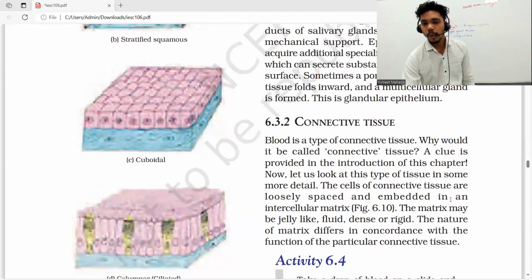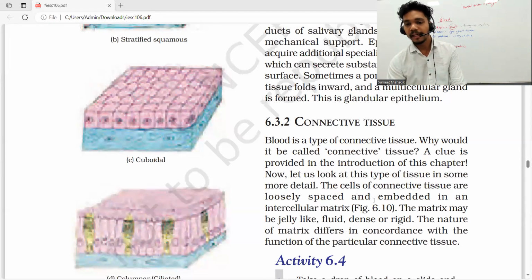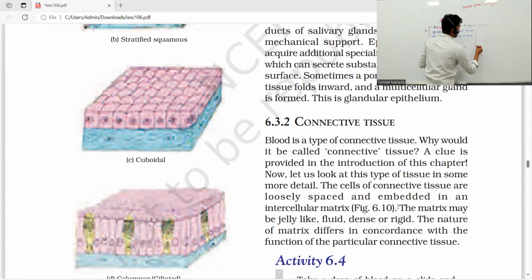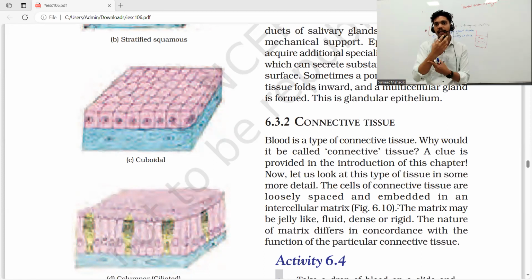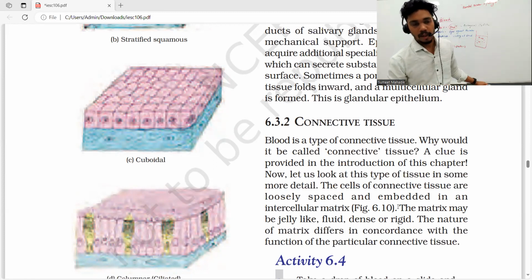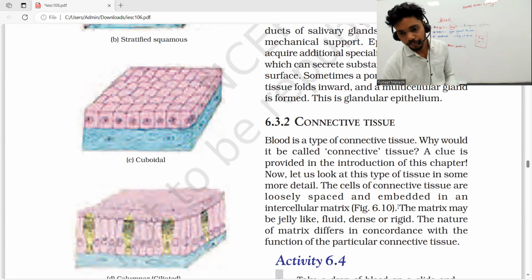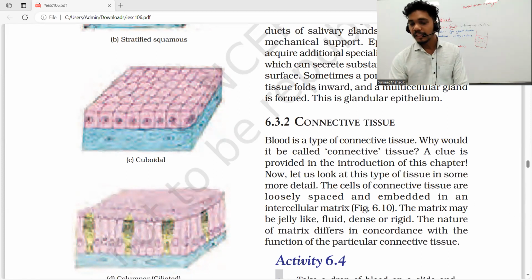The cells of connective tissue are loosely spaced and embedded in an intercellular matrix. What is the matrix? If you talk about blood, these cells are there. And matrix means what? Blood, once exposed to the air, clots. It becomes solid because of the platelets present there. The matrix can be jelly-like. Blood is a jelly-like structure. Fluid, dense, or rigid.